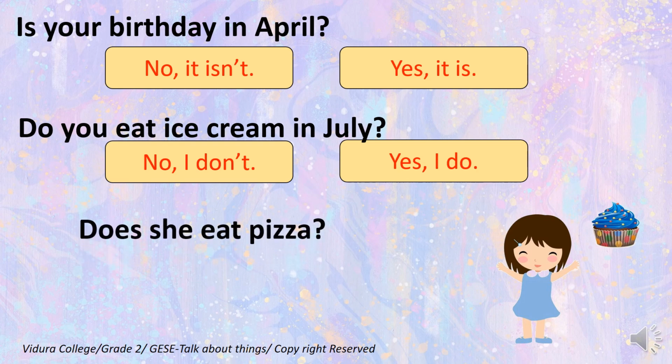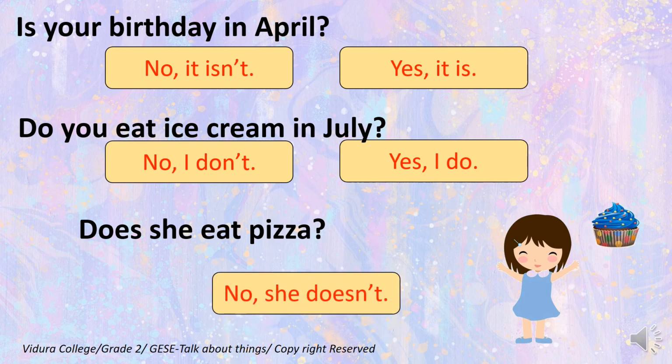Does she eat pizza? Now you can see a little girl and there's a cupcake there. So the examiner can ask, showing a picture, does she eat pizza? You know that this girl doesn't like to eat pizza, so you have to say no, but I told you to give the full answer. So how do you give the full answer? No, she doesn't. We can't use do here because the question starts with does, so we answer no, she doesn't.